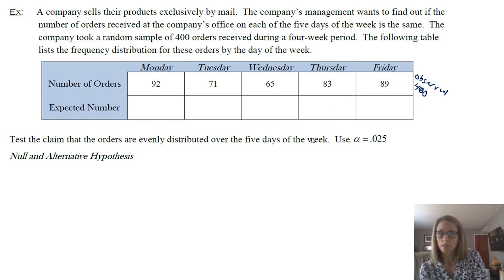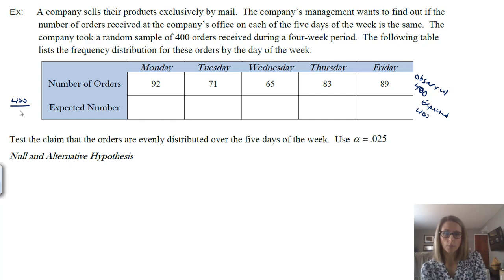And when we do our expected number, this should also be 400 as well. So you should have the same total, just as a reminder. So in this case, we have 400 orders and we expect them all to be the same. We don't have some sort of claim distribution.